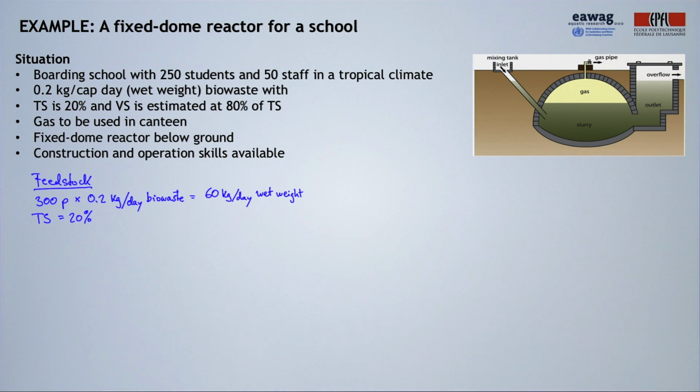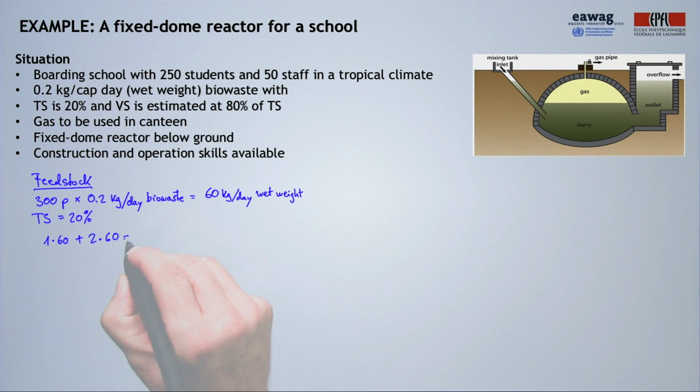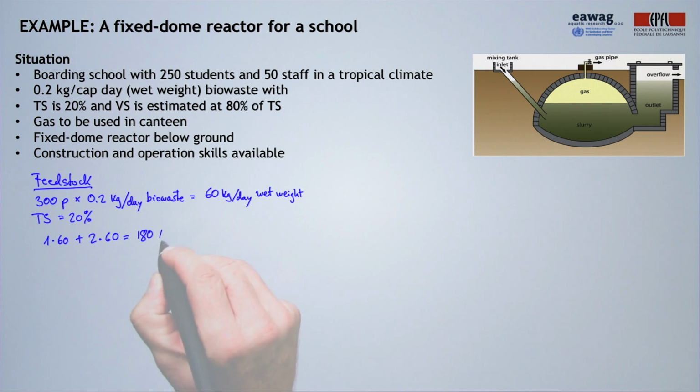We'll shred this waste into small pieces and mix it with 1 part waste to 2 parts water so that we can create a slurry which we can feed nicely into the digester. So that means 1 times 60 of wet waste plus 2 times 60 of water equals 180 liters, assuming 1 kilogram equals to 1 liter.